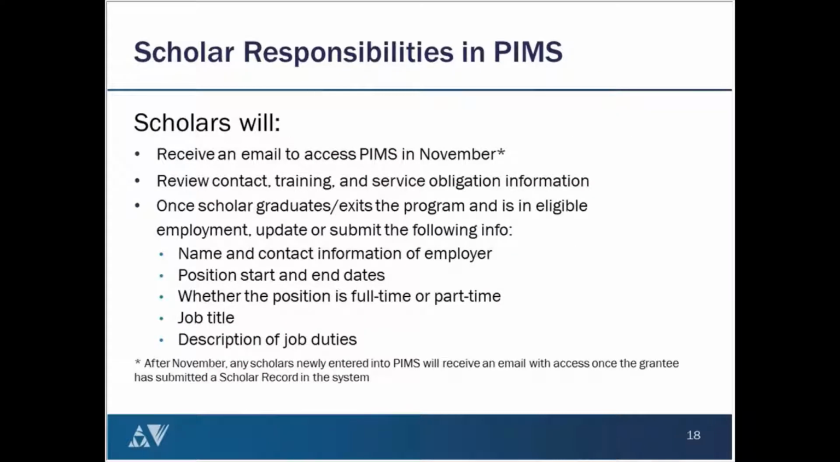So, shifting from your responsibilities as grantees to your scholars themselves, we've mentioned a bunch of this previously, but scholars will receive an email to access the PIMS system in November, for those that are already within the system that you have submitted by October 31st. Those that are added after November will be notified once you submit the scholar record into the system. So starting in November, your current scholars will receive access to PIMS. They'll receive a welcome email from our system.